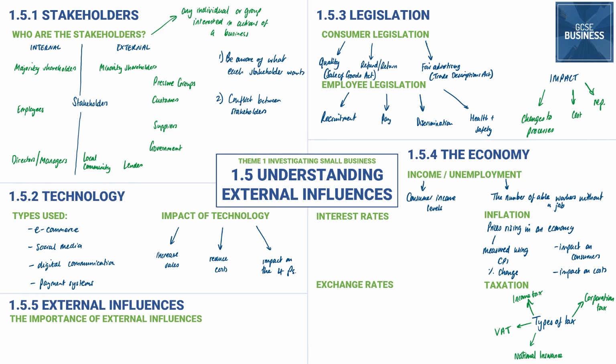National insurance is another tax similar to income tax because it's a proportion of income, but this one is more specifically for providing public services. So those different types of tax, they all impact on the disposable income that a consumer can spend.